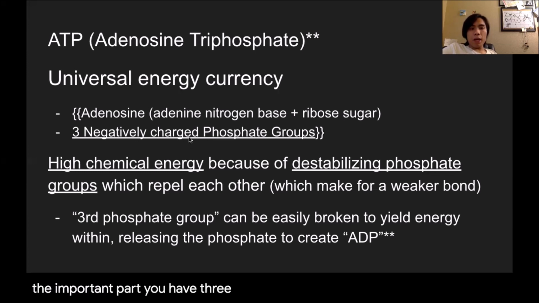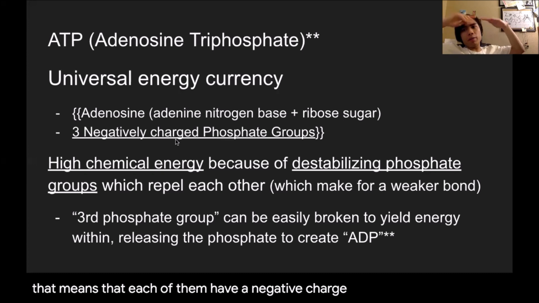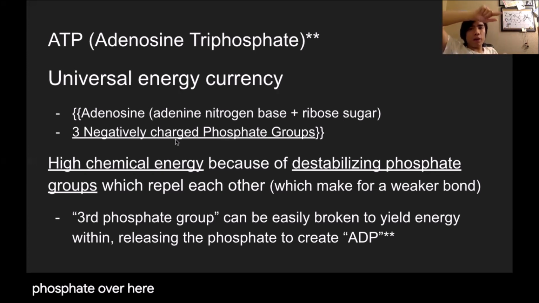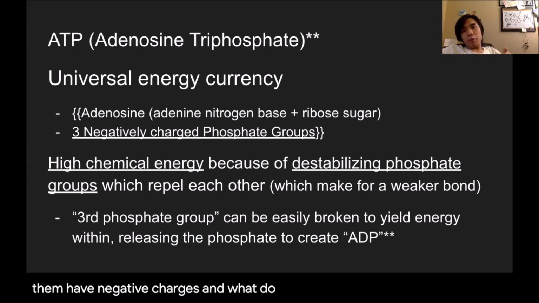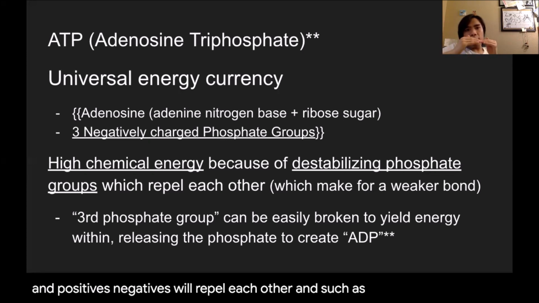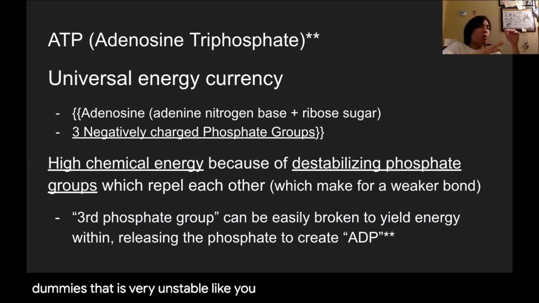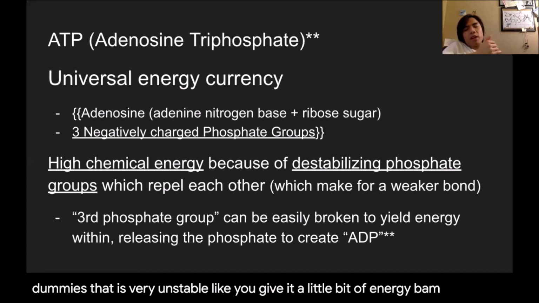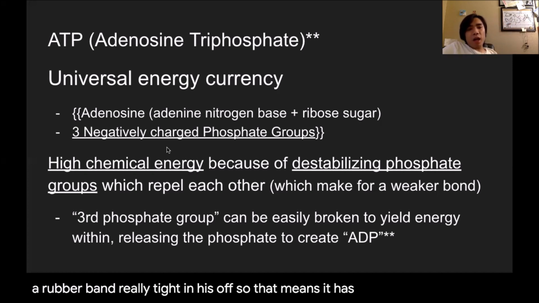You have 3 negatively charged phosphate groups. That means that each of them has a negative charge on it. There's one phosphate over here, another phosphate over here, one phosphate over here. All of them have negative charges. And what do we know about negatives and positives? Negatives will repel each other, and so will positives. So that means that it's very unstable. Like you give it a little bit of energy, bam, a phosphate group will screw off because it was being repelled, and then it's like a rubber band, really tight, and it's off. So that means it has very high chemical energy.